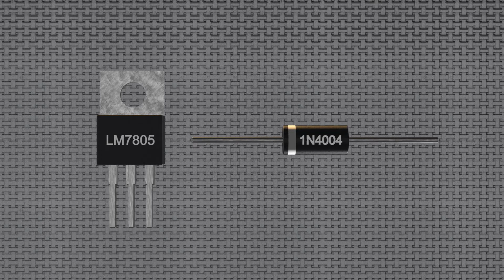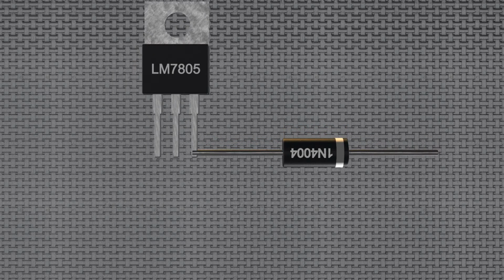The first thing you'll need to do is flip the diode around so that the band is pointing away from the output pin on the voltage regulator. Now, position the output pin and the input lead from the diode and get them as close together as you can and solder them to make sure you have a secure connection.